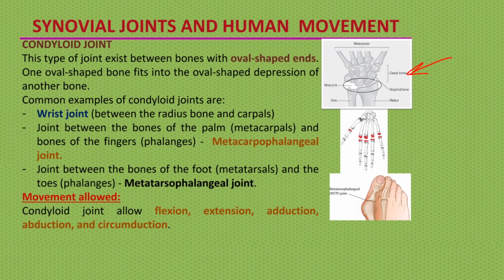Another common example is the metacarpophalangeal joint, found between the bones of the phalanges and the metacarpals. And another common example is the metatarsophalangeal joint, found between the bones of the metatarsals and the phalanges of the foot. Condyloid joints allow for flexion, extension, circumduction, abduction, and adduction.